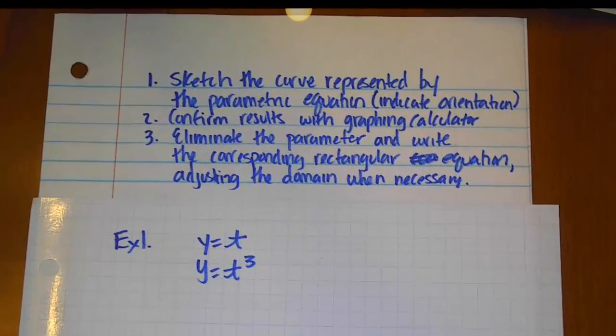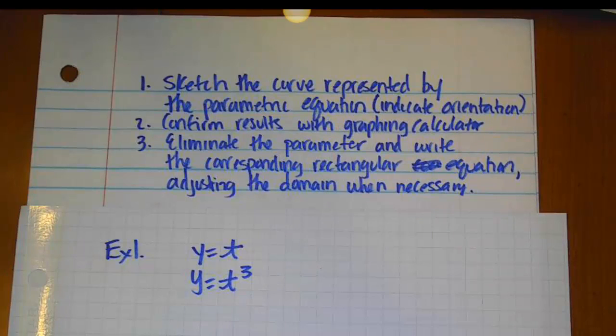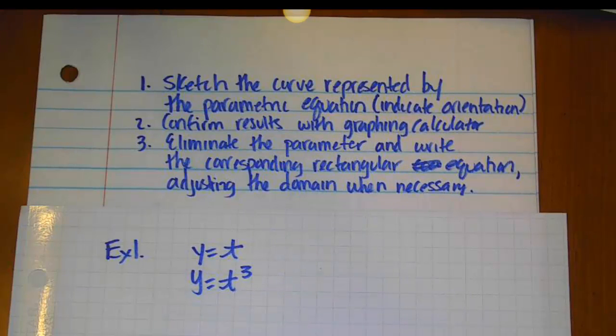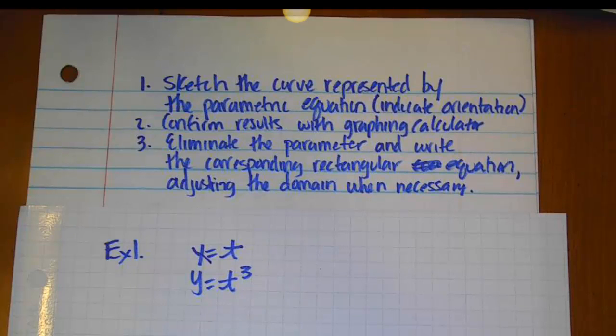And here we are at example 1. We want to sketch the curve represented by the parametric equations, and we're going to include the orientation or the direction. We're going to confirm our results with the graphing calculator, and we're going to eliminate the parameter and write the corresponding rectangular equation, adjusting the domain when necessary. So here we were given x is equal to t and y is equal to t cubed.